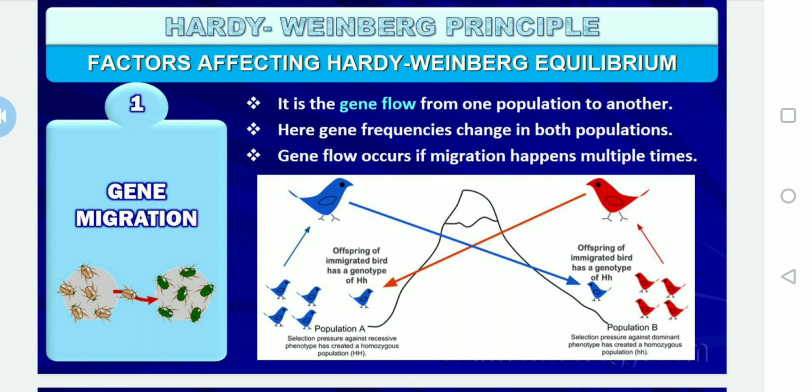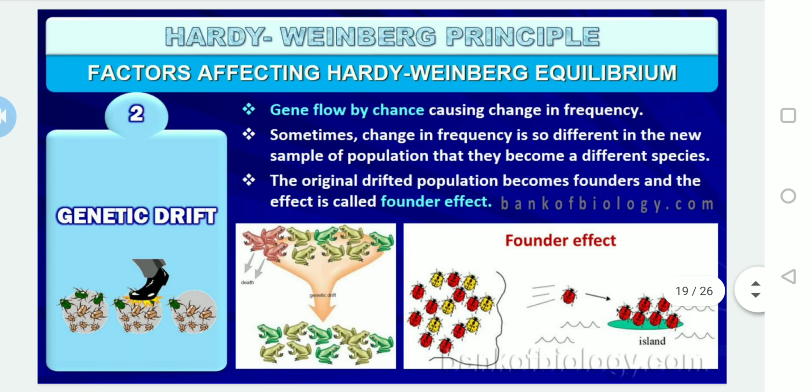The next one is genetic drift or the Sewall Wright effect. The second factor affecting the Hardy-Weinberg principle or equilibrium is genetic drift. It is also called the Sewall Wright effect, or popularly known as the founder effect. Here you can identify a change in frequency caused by chance. Sometimes the change in frequency is so different in a new sample of population that they become a different species. Then the original drifted population becomes the founders, and the effect is called the founder effect.